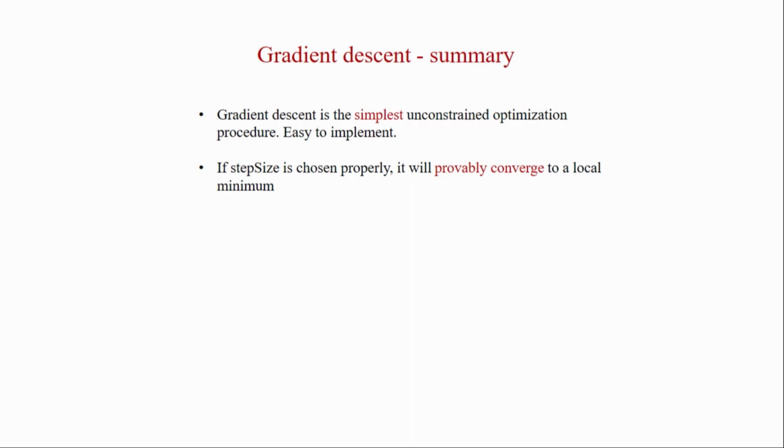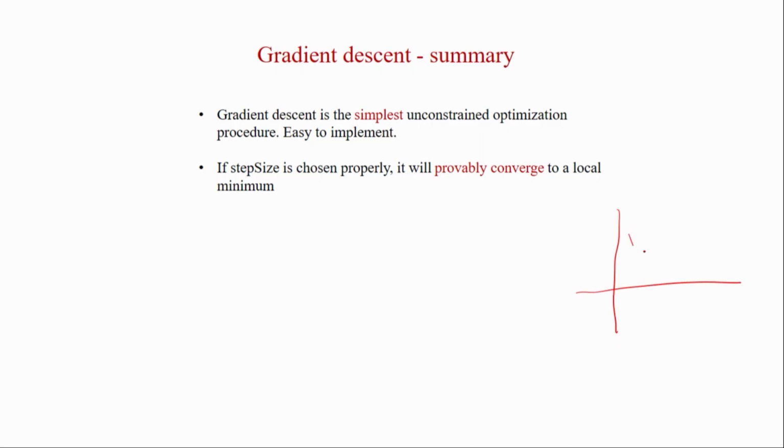So what's the difference between a local minimum and a global minimum? Do you have any thoughts on that? Let's say I have a function like this, right? Is this a local minimum or a global minimum? This is a local minimum. What about this? That's also a local minimum, but this is a global minimum.